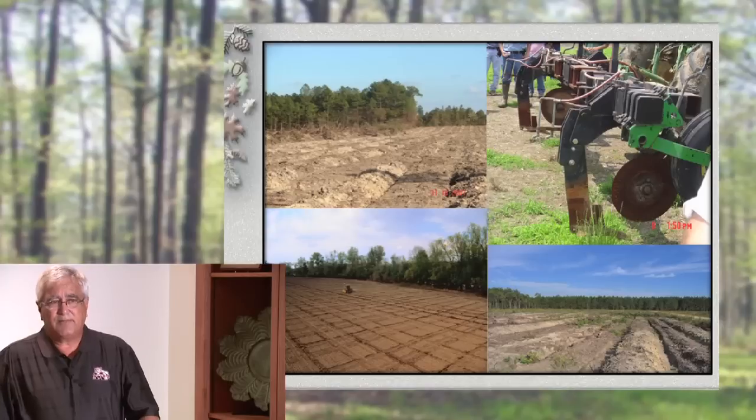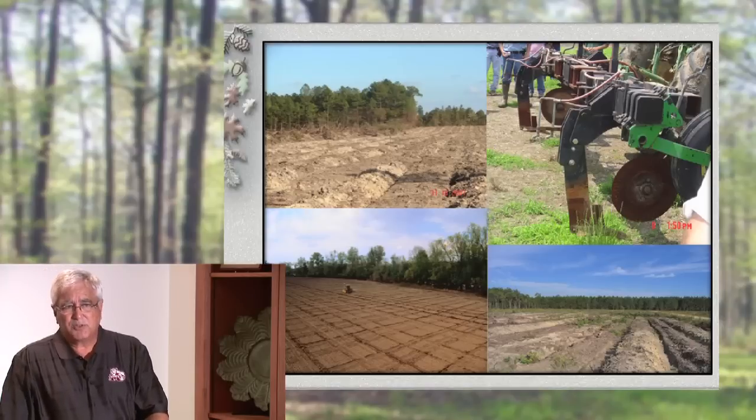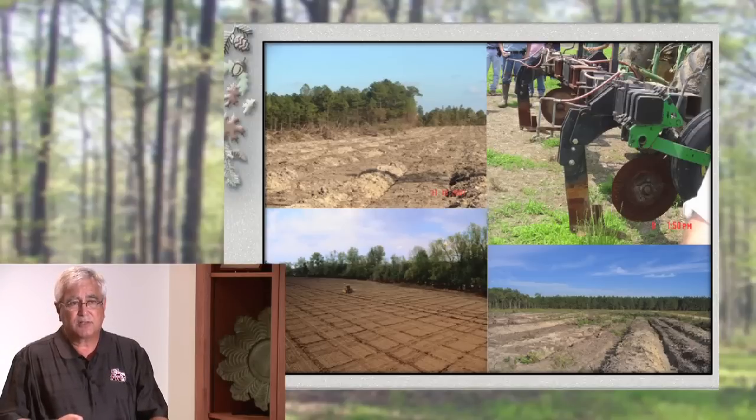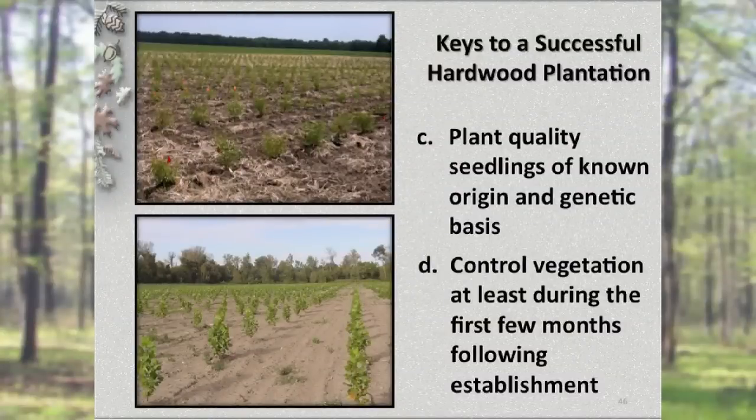The bottom left-hand slide shows a cottonwood, which is being ripped and row marked at a 12 by 12 foot spacing so that it can be actually tended, disked in both directions to control competing vegetation.